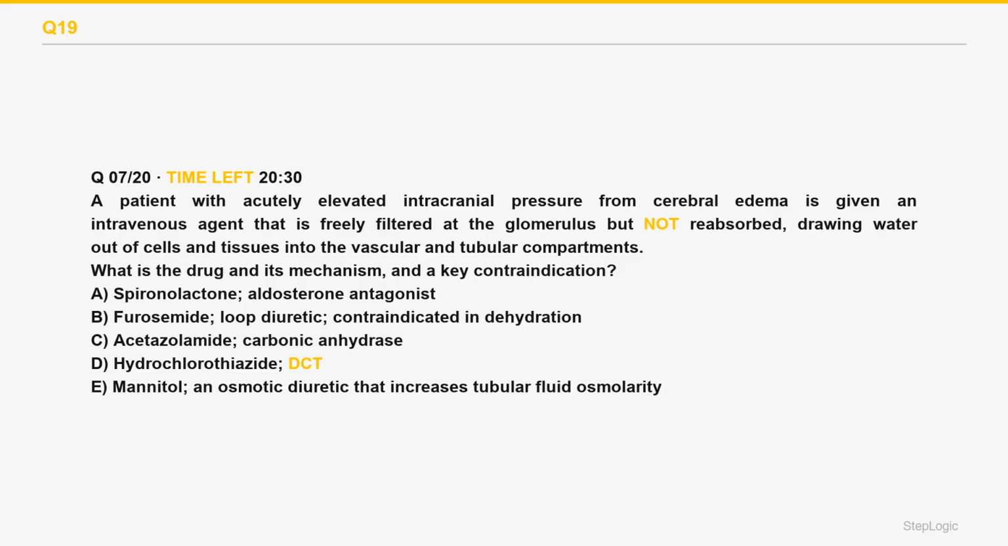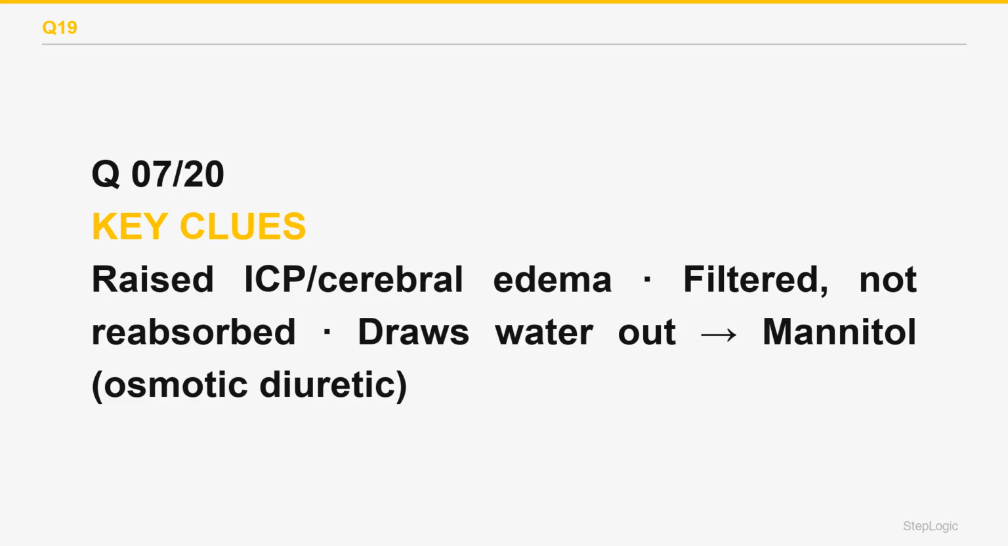What is the drug and its mechanism, and a key contraindication? A patient with acutely elevated intracranial pressure from cerebral edema is given an intravenous agent that is freely filtered at the glomerulus, but not reabsorbed, drawing water out of cells and tissues into the vascular and tubular compartments. Read the command: drug, mechanism, contraindication. Osmotic agent for raised ICP, freely filtered, not reabsorbed: mannitol, contraindicated in anuria and heart failure.